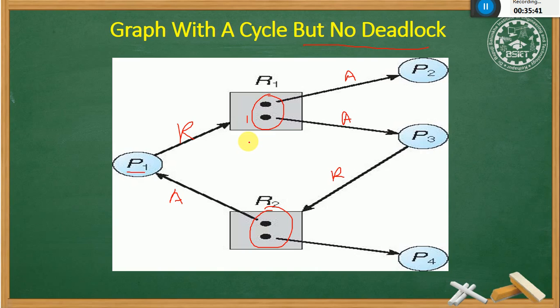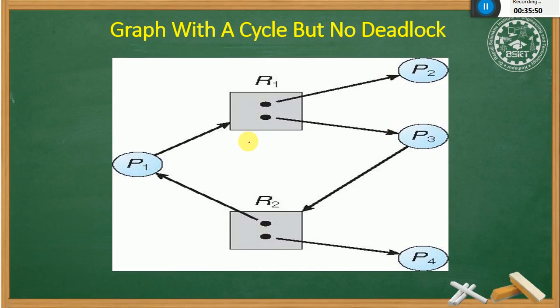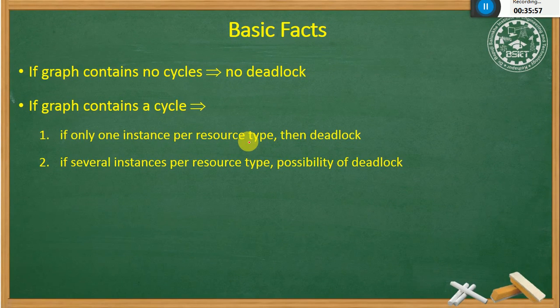Okay, so these are the two problems: in one graph there is a cycle, so it is a deadlock. Another graph has a cycle, but we cannot say there will be a deadlock. So a basic fact of the resource allocation graph is, first, if the graph consists of no cycle, there is no deadlock in that system. Suppose there is a cycle, then there may be a deadlock.